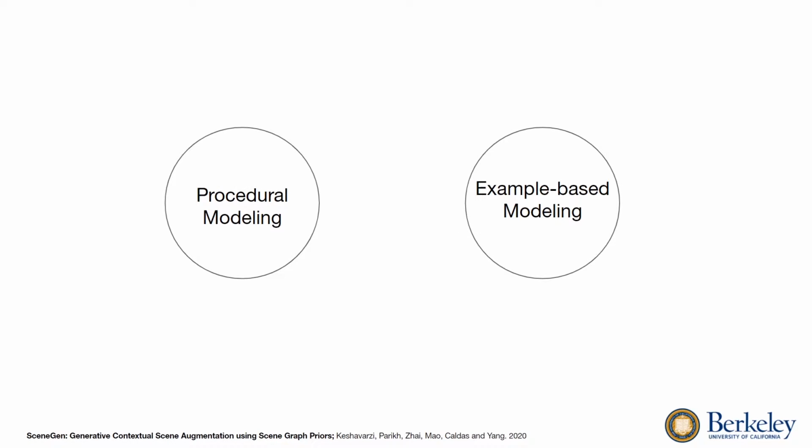So let's talk about a little background of how others have tried to address this problem. In general, we have two main strategies for addressing the scene augmentation challenge. One is coming up with a procedural model, and two is learning from prior examples. I'll talk in detail about what each of these means. So let's start with procedural modeling.